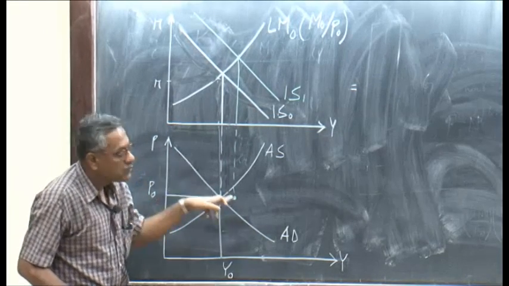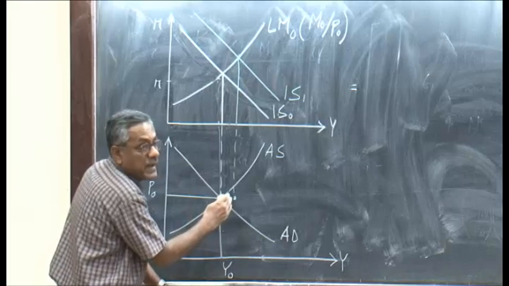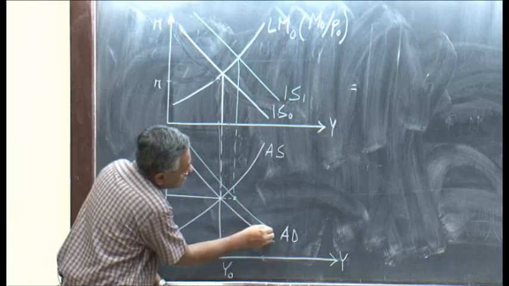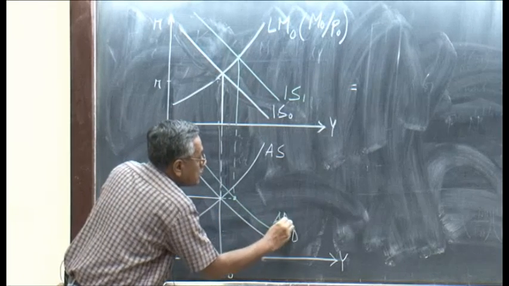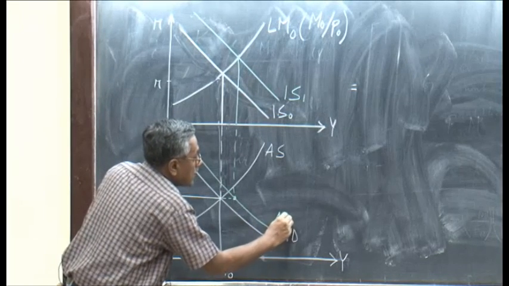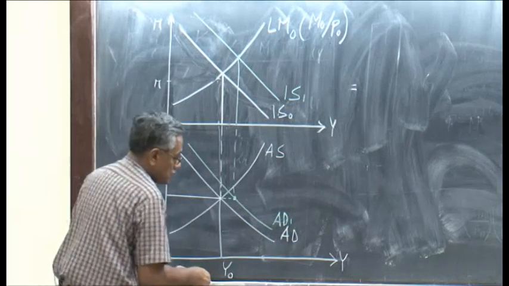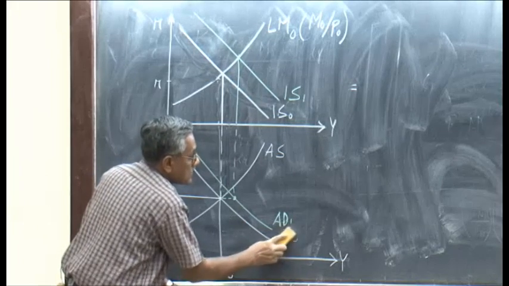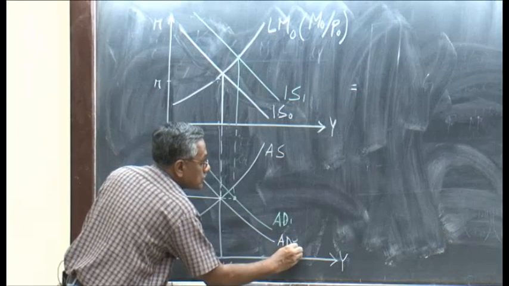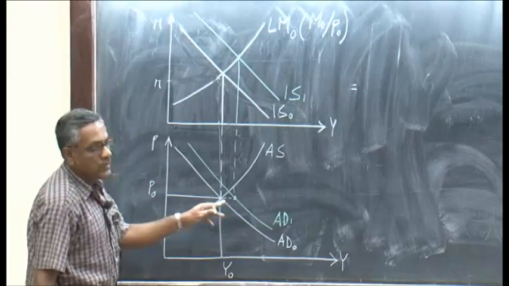That means the new demand curve is somewhere there. And if you remember the aggregate demand slope, if G increases, aggregate demand shifts parallelly. So you have a parallel shift in the demand function. Call that AD1. This is, say, AD naught, and AD1 is the new demand function.